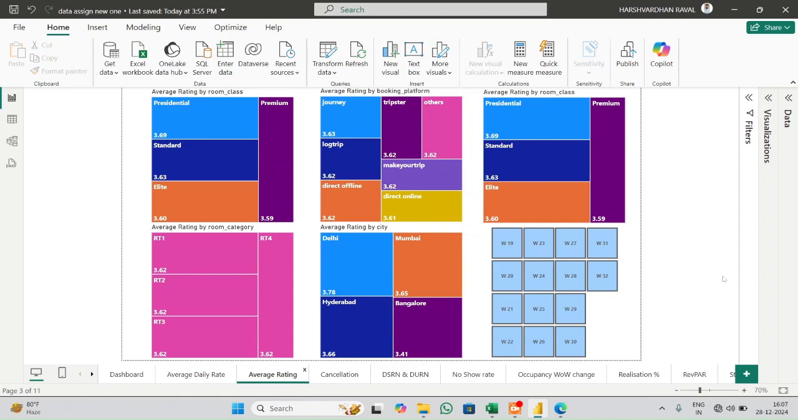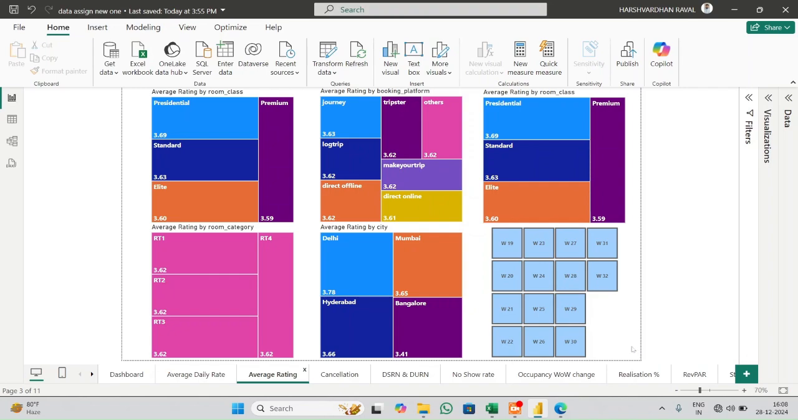By room class, again presidential, I think it is mistakenly repeated. Average rating by room category. So average rating by room category, I think everything is the same in all room categories. The average is nearly the same. But as we can clearly see, average rating by city. In Delhi, the rating is very high, followed by Mumbai, followed by Hyderabad, followed by Mumbai, and then Bangalore. So I have put this week filter in this.